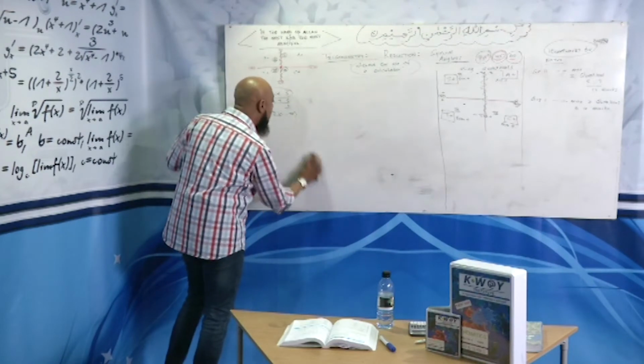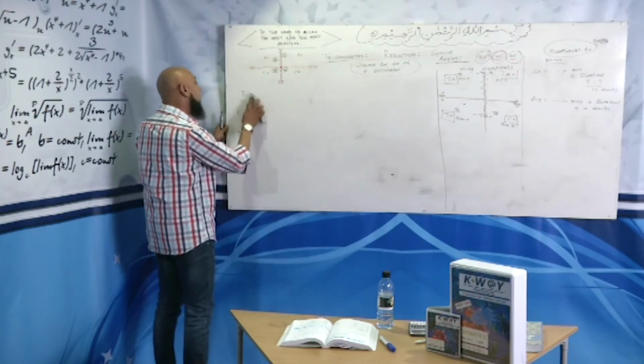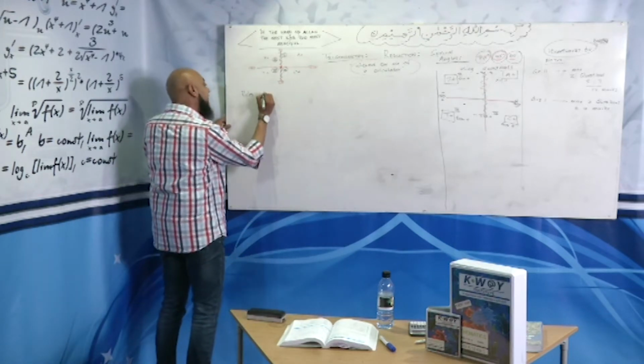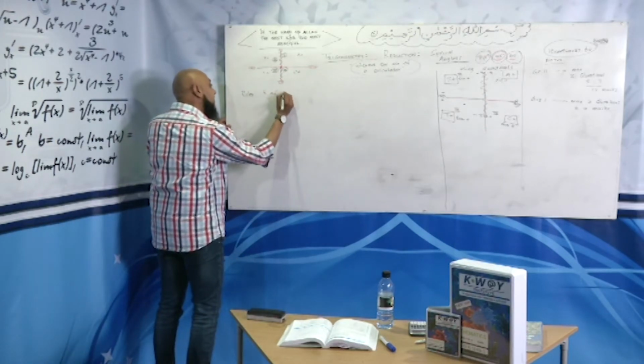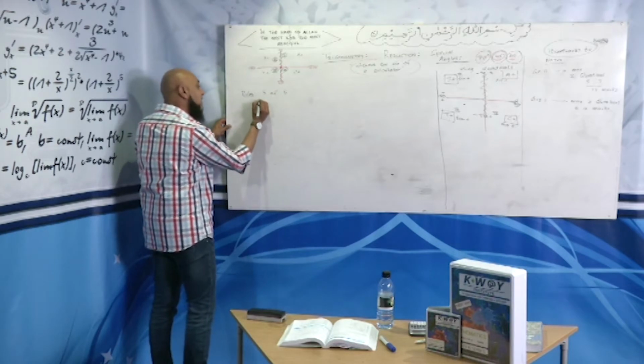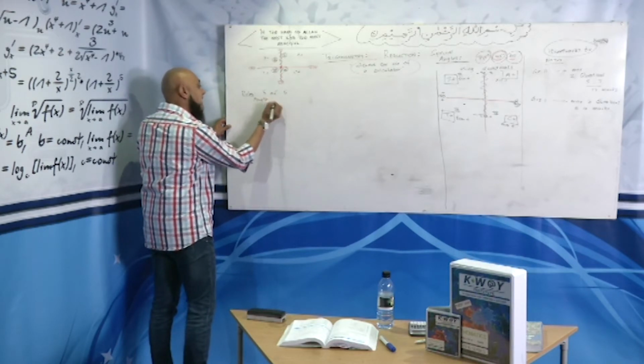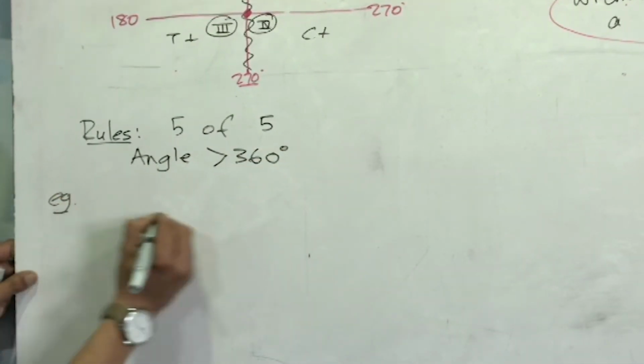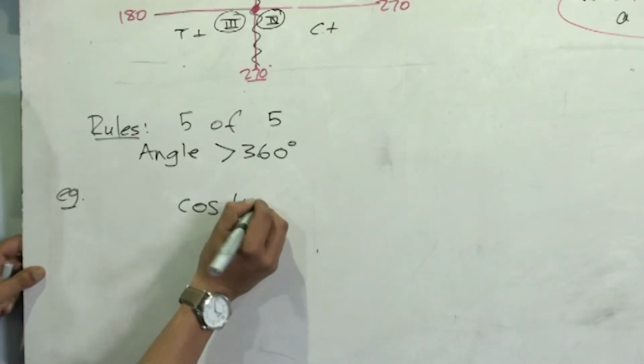Okay? So we're now going to go on to rule 5 of 5. The final rule, the final frontier, 5 of 5. And that is an angle greater than 360 degrees. Example, if they tell you cos 480 degrees.